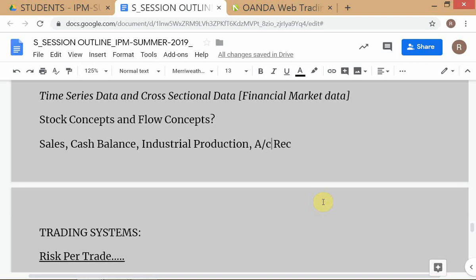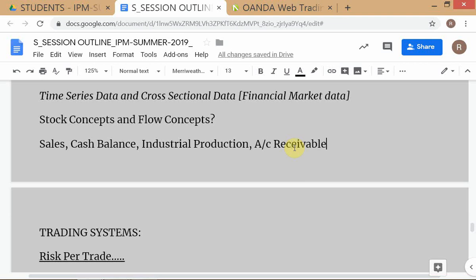Then accounts receivable, all the money that Hardik owes you. Yes, stock concept. Why is it a stock concept? Balance sheet, right? Accounts receivable is always shown as the amount that is outstanding at a point of time. It's a balance sheet item. Okay, good. So all right, accounts receivable, we can do this.